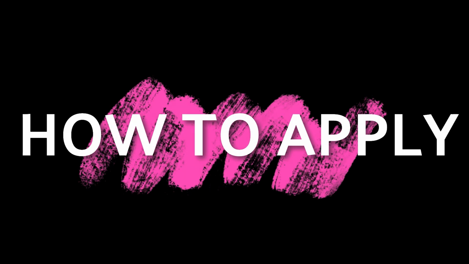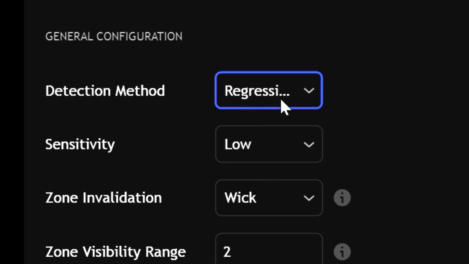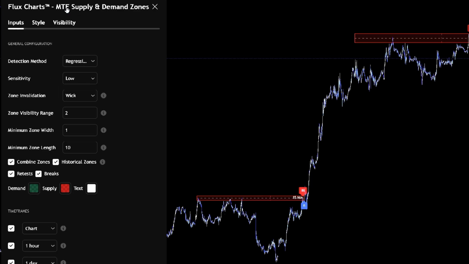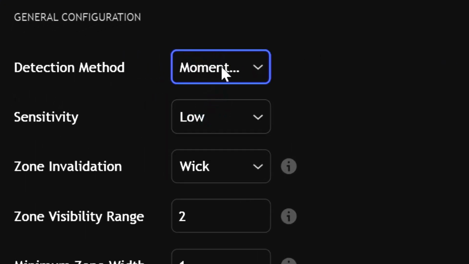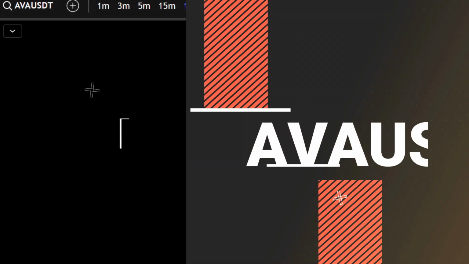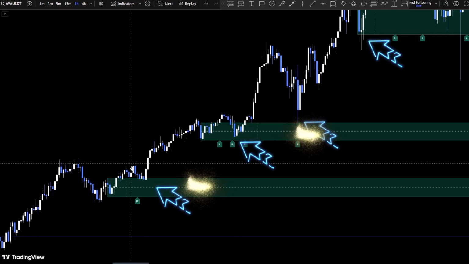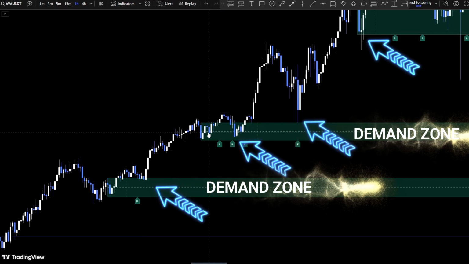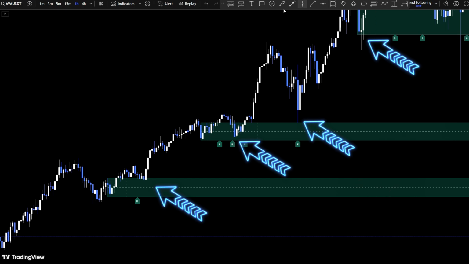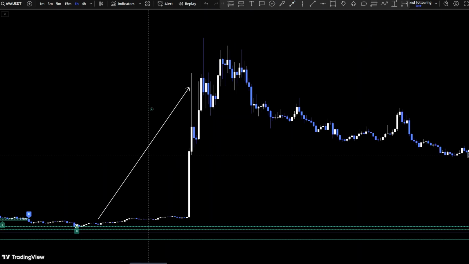The indicator gives you two solid options for spotting these zones: the momentum method and the regression method. The momentum method is awesome for catching those fast, powerful price moves. Take this example with AVAX USDT, that's Avalanche against Tether on a 1-hour chart. Here the price is making sharp jumps, and the indicator pinpoints supply and demand zones with really impressive accuracy. It's the kind of tool you want when the market's volatile.